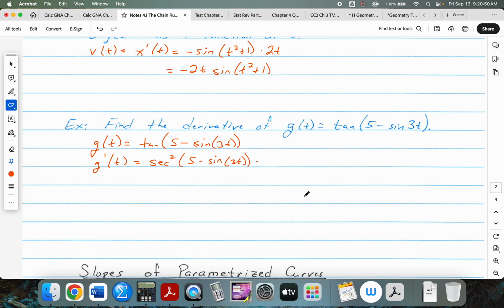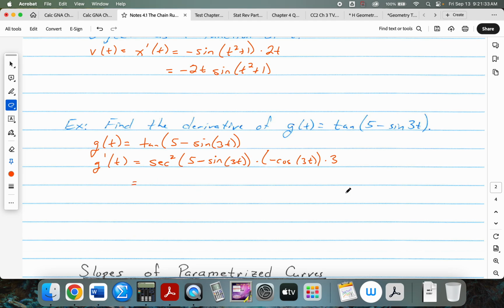Times the derivative of the something. Well, the derivative of the something: the derivative of the 5 is 0, but then the derivative of negative sine of something is going to be negative cosine of that something times the derivative of that something, which is 3. So you keep working your way inward. You deal with the outside, leave the inside alone, deal with the next layer. I mean, this can go on for several layers, usually not more than about 3.